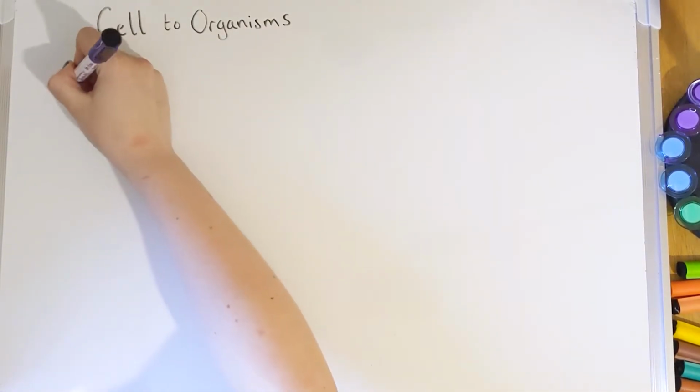Last thing we're going to look at today is how we go from having tiny little cells to being a big old organism. So we're going to look through how cells become tissues, tissues become organs, organs become organ systems, and all those organ systems become an organism just like you. So let's start with the smallest and look at cells.